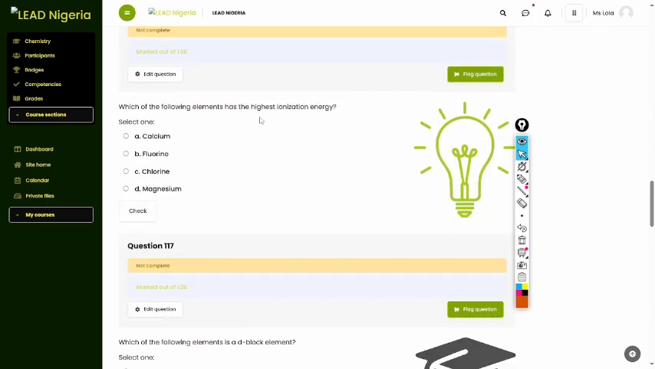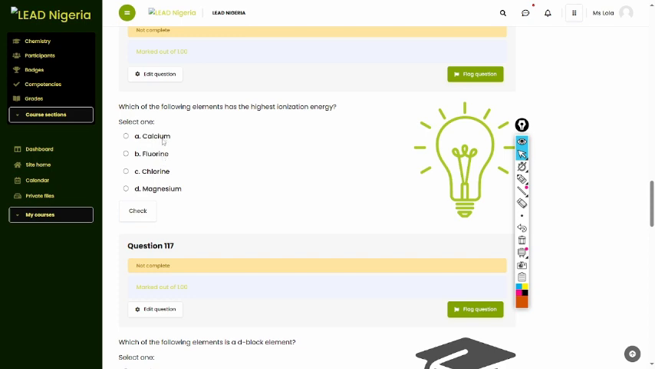Which of the following elements has the highest ionization energy? Looking at these elements, going across the period from group 1 to group 7, or to group 8, the ionization energy increases. That means those in the same period, I think it's just fluorine, is in period 2.